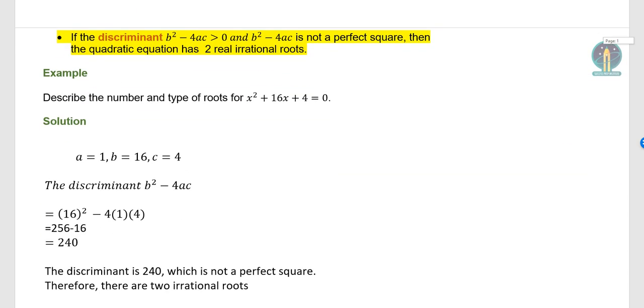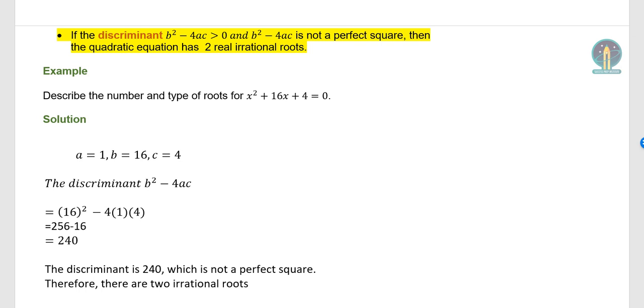Okay? The second condition for the discriminant is if it is greater than 0 and is not a perfect square. Okay, so the first condition was it had to be positive, greater than 0, and a perfect square. Now it's positive, but not a perfect square. Okay, so in this case, the quadratic equation would have 2 real but irrational roots. Okay, so just like the previous condition, 2 roots, but they are irrational.